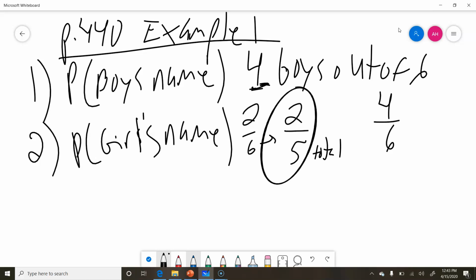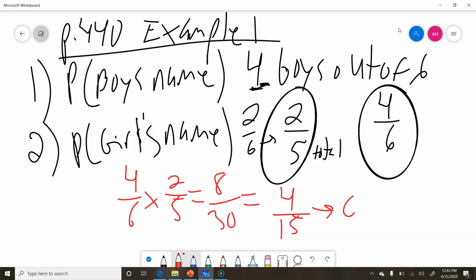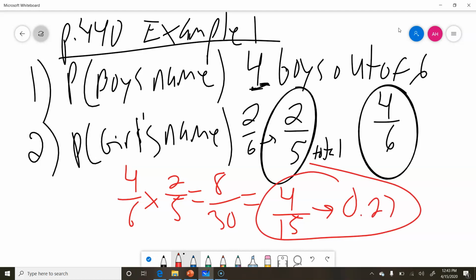So the probability of drawing a girl is 2 out of 5, and the boy first is 4 out of 6. So the way we come down here is we write 4 over 6 times 2 over 5, which if we don't simplify is 8 over 30, which then reduces to 4 over 15, or if you do it in a decimal, is 0.27, okay? So that is the probability. It's only 27% that we would draw a boy's name first and then a girl's name, okay? So that's a dependent event. It's when one is going to affect the other.